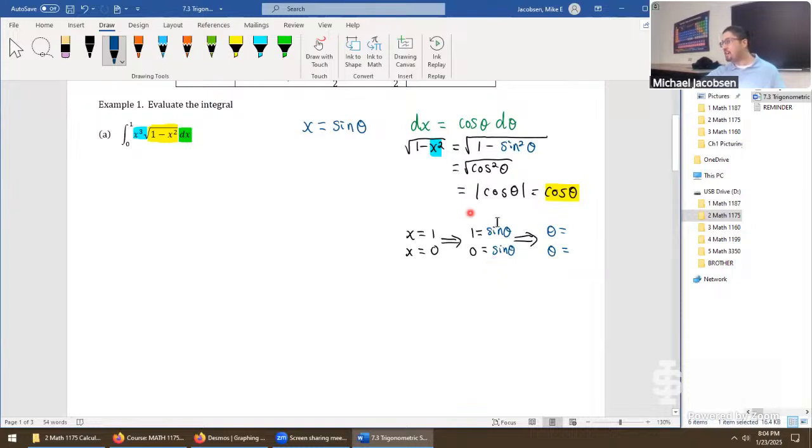Absolutely. Pi over 2 on the top. That's just because sine of pi over 2 is exactly 1, so that solves this one. On the bottom, sine of 0 is 0, so that solves the lower one. So we have direct and exact values. Those are going to change the limits of integration up here. So now we're ready to get started.